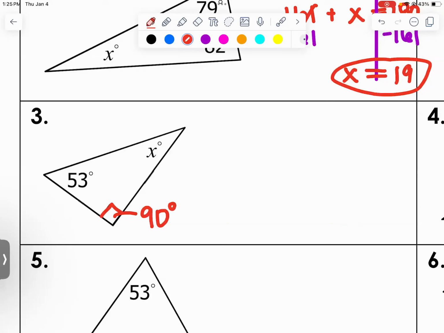Okay, hold on. You find your pass, and I'm going to keep going on this one. Okay, so we know that these three angles do what? Okay, so we have, right with me, 90 plus 53 plus X equals 180. Last one. Okay, solve number 3 for me while I write her path.